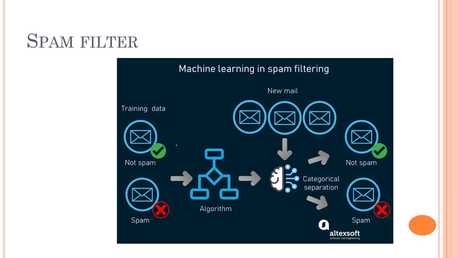So we have a spam filter. How does any antivirus, how does anything define which email is spam? So you have an email. Let's say you have an email received from a person. You have two mails.